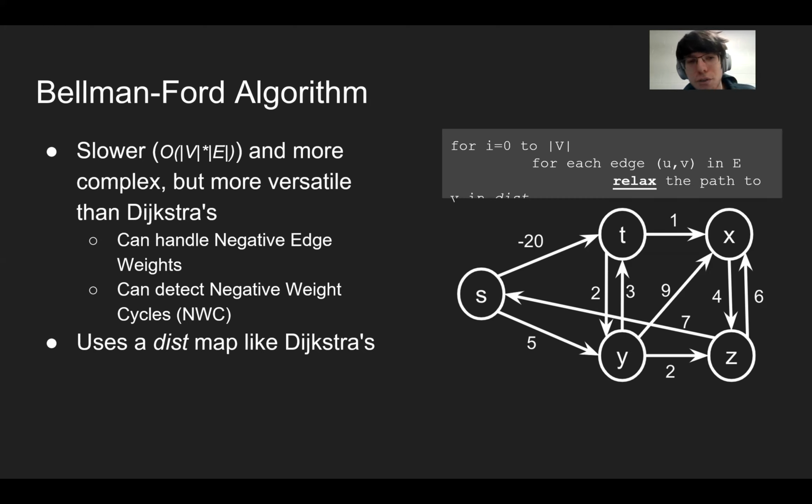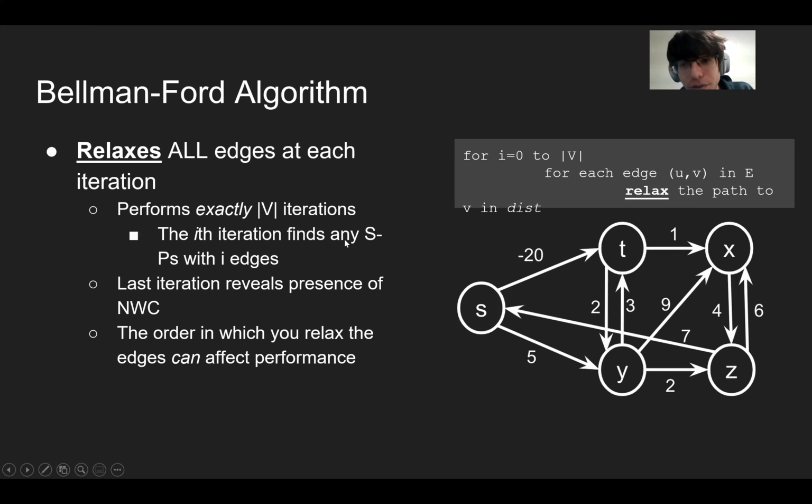It's similar in a lot of ways to Dijkstra's, but there are some differences. It's a little bit slower, O of V times E, and more complex, but it's more versatile than Dijkstra's because it handles these cases. So let's talk about it. The real difference is that at each iteration, rather than just relaxing the edges on visited vertices, it relaxes all edges. And it performs exactly V iterations. What that means is that we're going to do V minus 1 iterations to find the optimal distances.